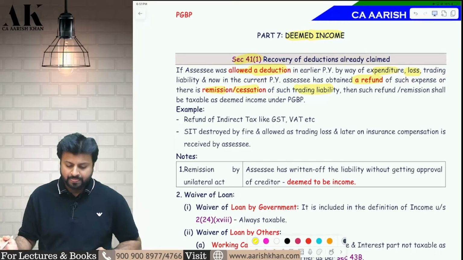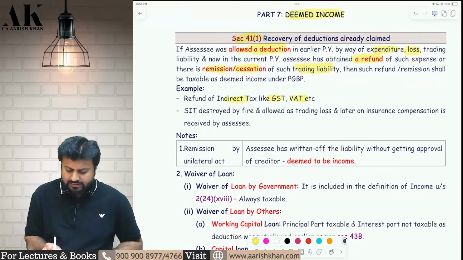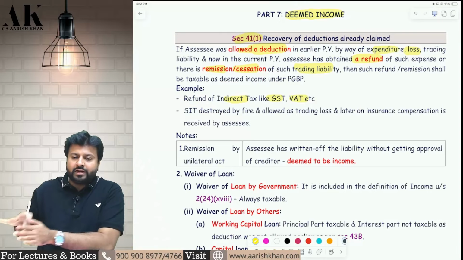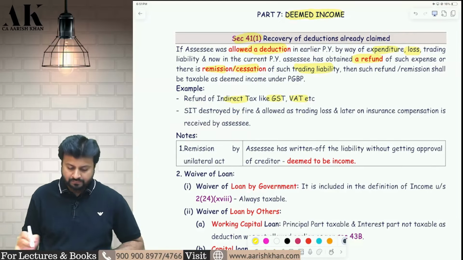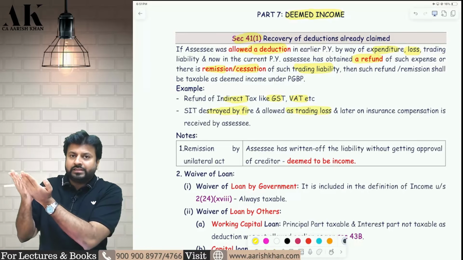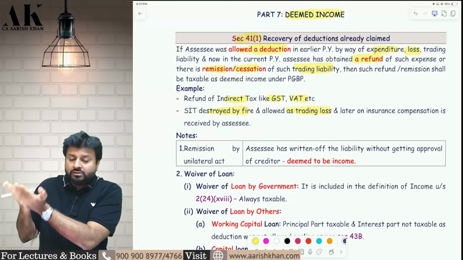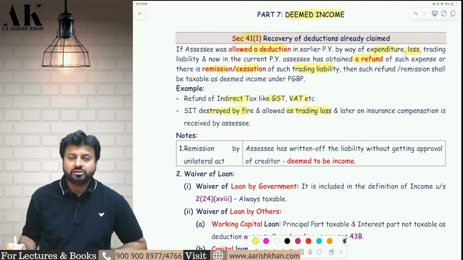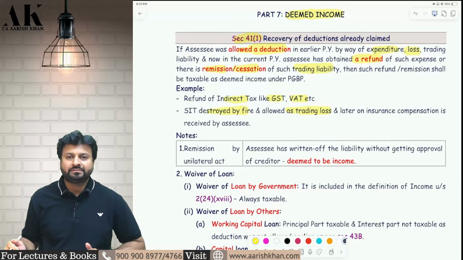As simple as that. Similarly, there are a few examples which I put over here. Refund of indirect tax like GST, VAT. First you took the deduction of GST, now you are getting a refund of GST, that will be deemed income under 41(1). Similarly, stock destroyed by fire allowed as trading loss. First you claim there is a stock in trade in your business which got lost because of the fire. So you took the deduction and now later on you are receiving compensation of insurance. So it is a deemed income. As simple as that, tit for tat.